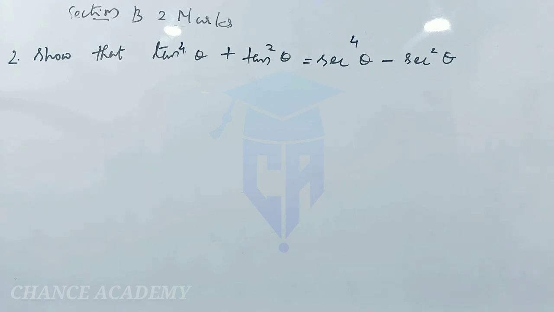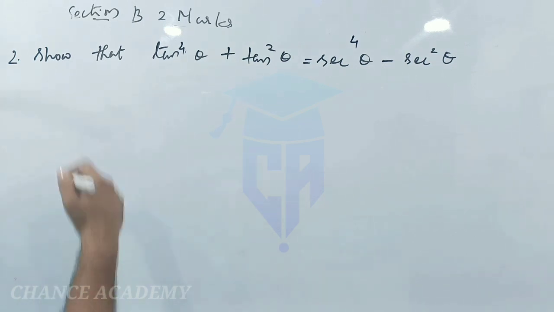The next question from section B is from trigonometry. So the introduction to trigonometry will have one question for 2 marks and one question for 3 marks. Certain questions for 3 marks will be from identity related questions, and this is one question that's an application of identity, but this is a simple question.